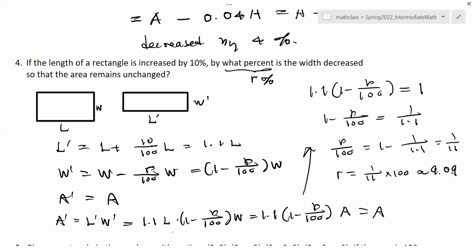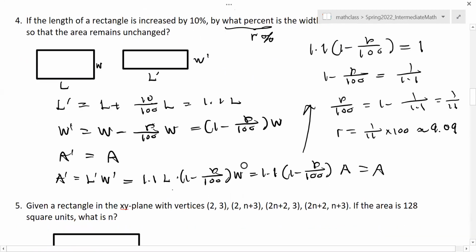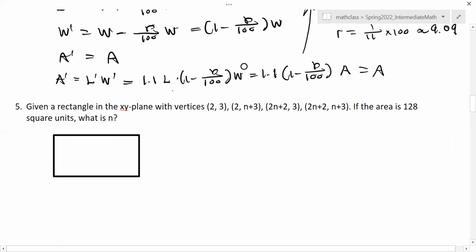Okay, it's not 10%. Based on the above computation, if it decreased by 10%, then the area will definitely decrease. Okay, so sometimes we have to solve an inverse problem. We know the answer, and we want to figure out the percentage by which the width should be decreased in order to keep the area. So this is a little bit difficult problem. So let's move on to the next one.